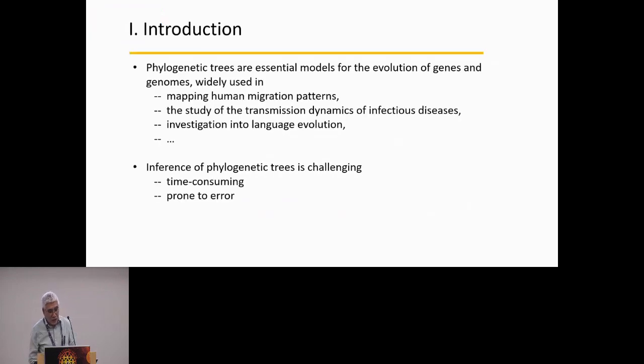Phylogenetic trees are an essential model for the evolution of genes and genomes. They play a very important role in human evolution and the study of the dynamics of viruses. They're also useful in investigations into language evolution. However, the inference of these trees is very challenging. The programs are time-consuming and prone to errors.